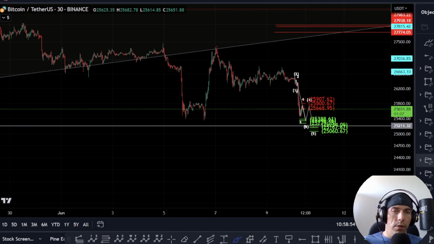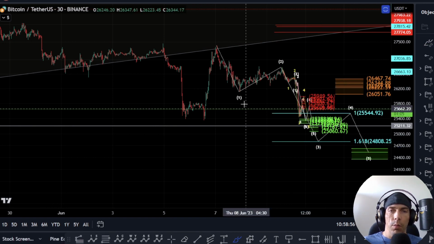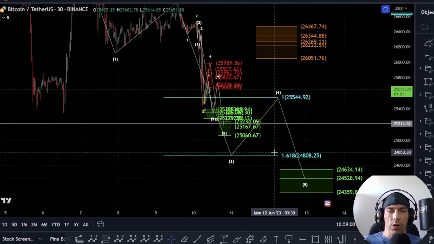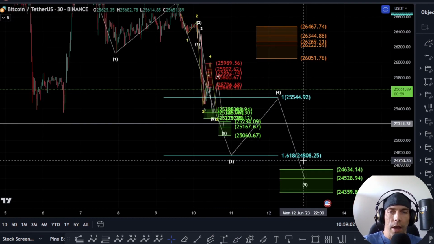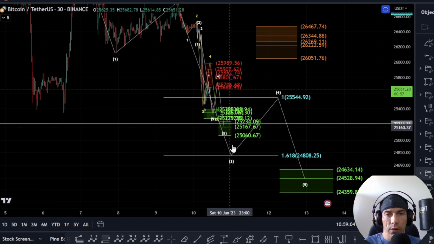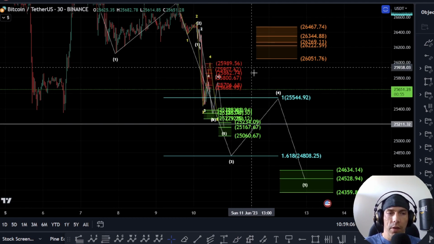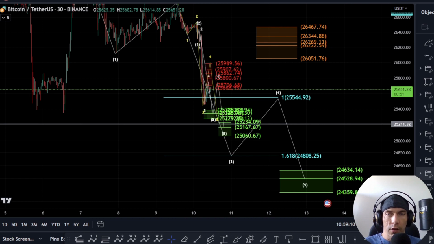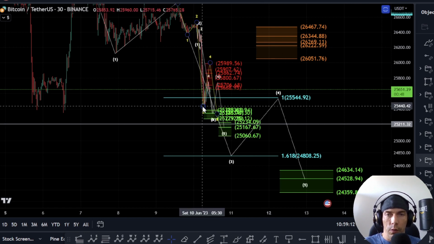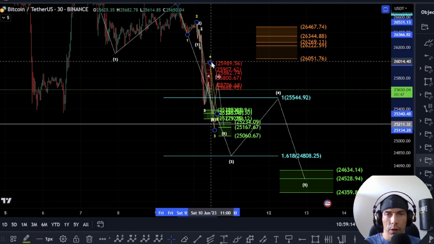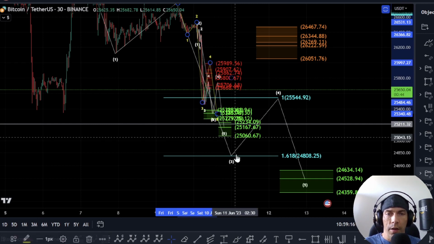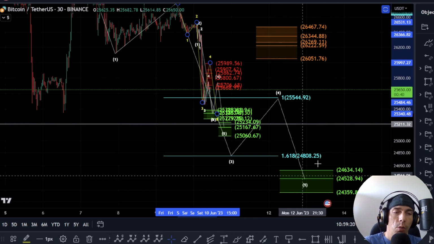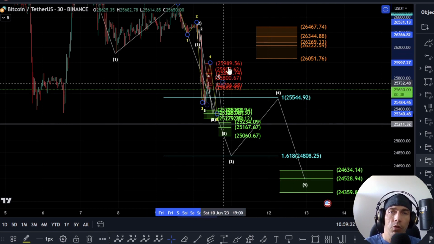Now, if we are looking at this as a bigger breakdown here, where we're looking at this as a 1-2, what we need to do is actually achieve this 1618 here at this 24,808. So if we see price continue to push down, and this is why I'm saying if we have these additional extensions here, what this would do is actually push this third wave lower down here. We'd then get a fourth and a fifth from that, and that could make this target of this 24,808 quite achievable. So we need to be cautious within this.